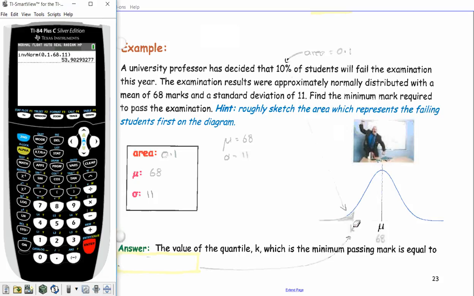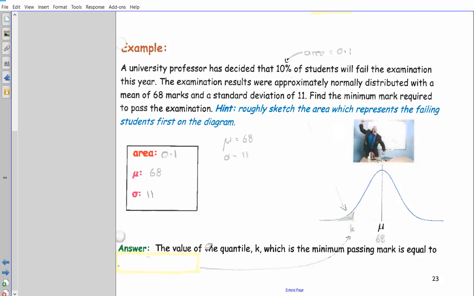So the pass mark, the smallest pass mark possible. You could still get a high mark and still pass, but they want to know what's the smallest mark possible to be able to pass the exam. It'll be 53.9. So the value of the quantile k, which marks a possible passing mark, is 53.9 marks, according to this question. Which again makes sense because 68 is the mean, 53.9 should be somewhere to the left. So it is, that's good because it's less than 68.